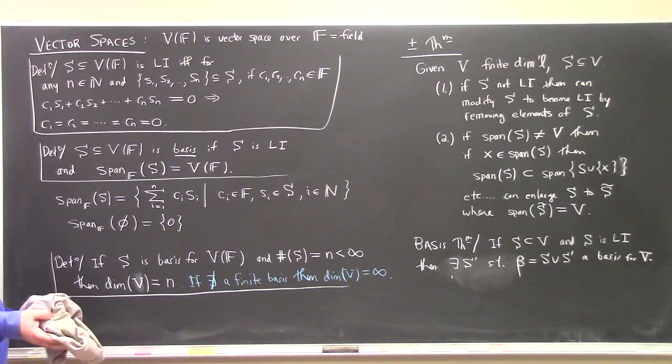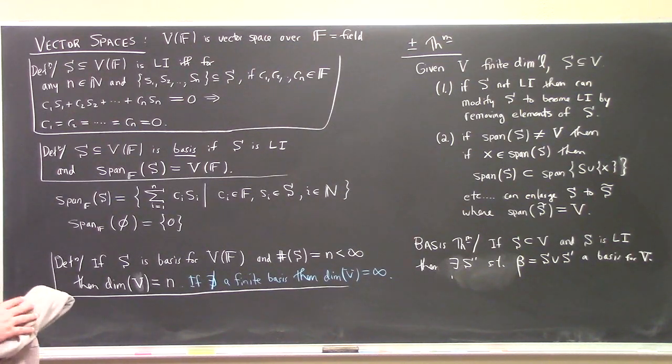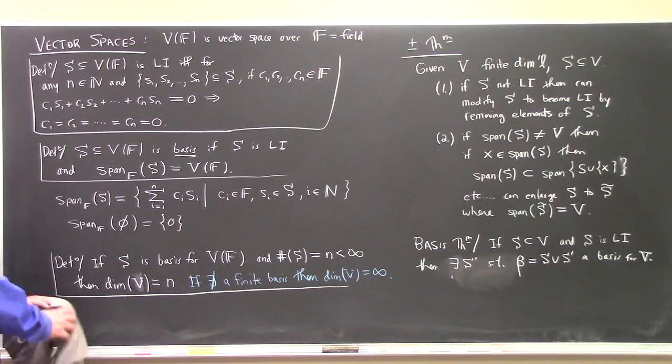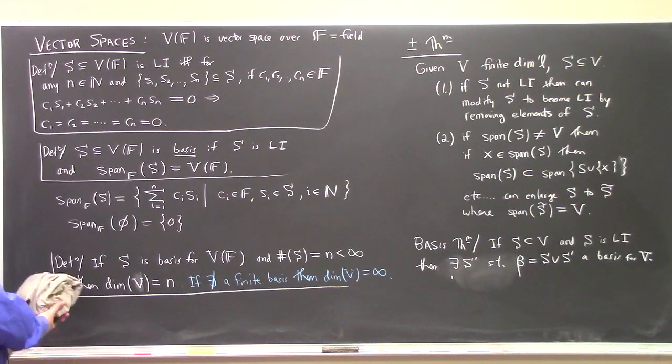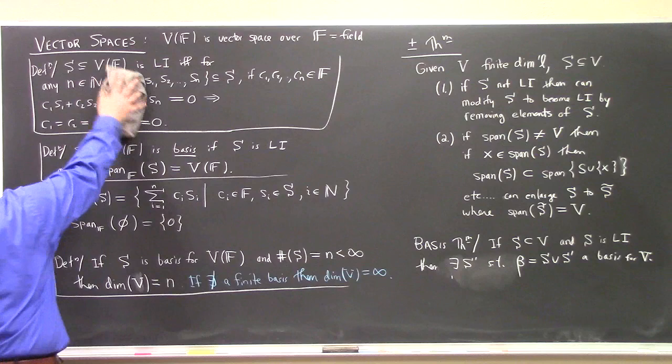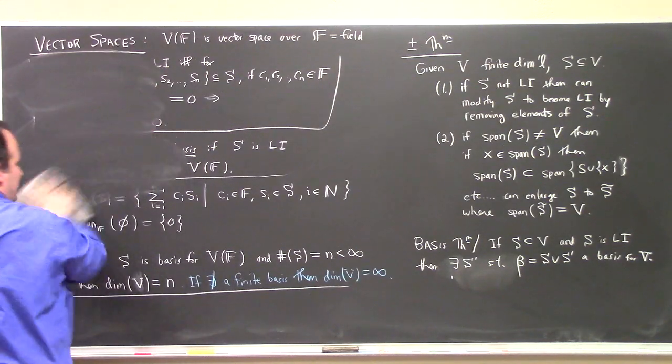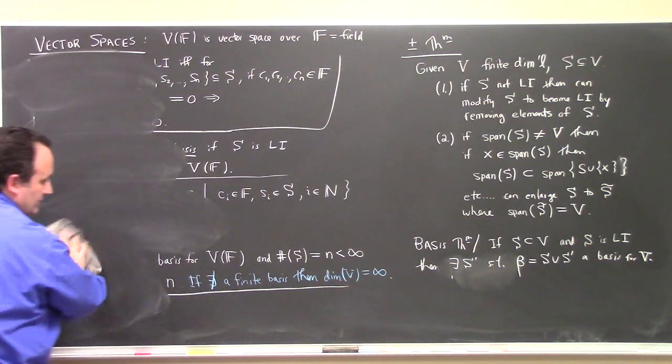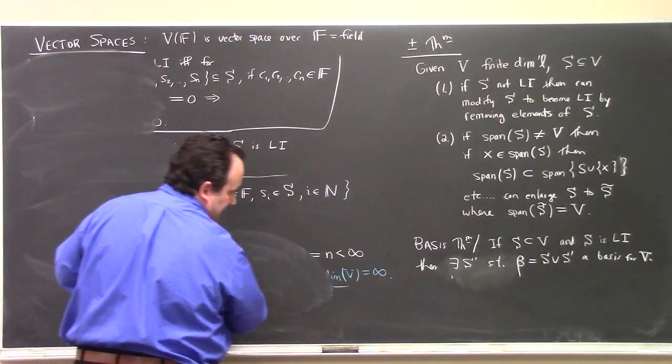In other words, if you have a linearly independent set, you can extend it to a basis. Put a different way, if you have a basis for a subspace, you can extend it to a basis for the whole space.